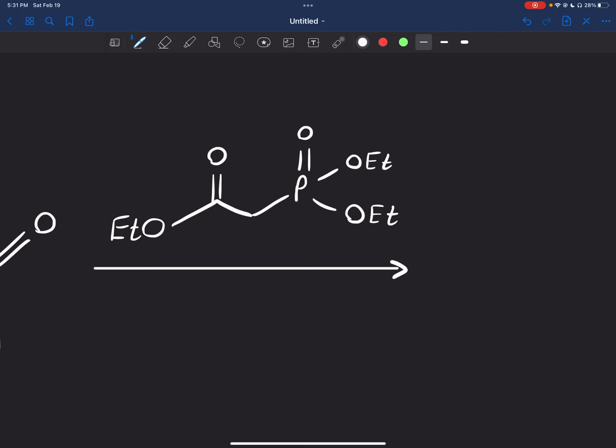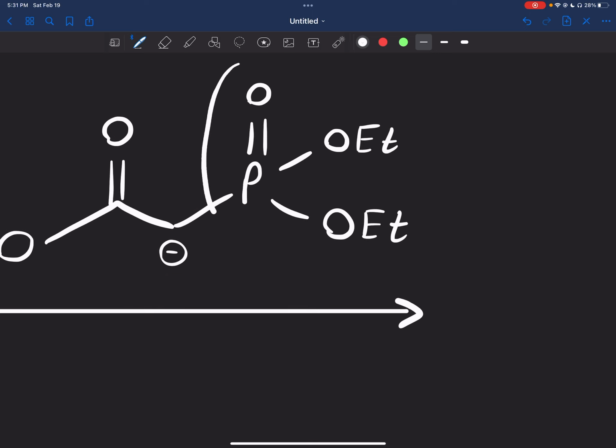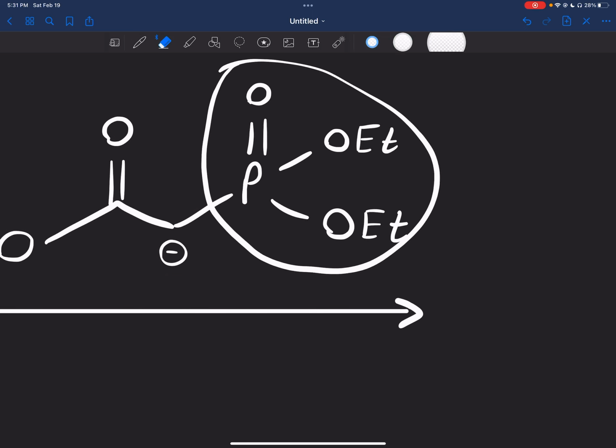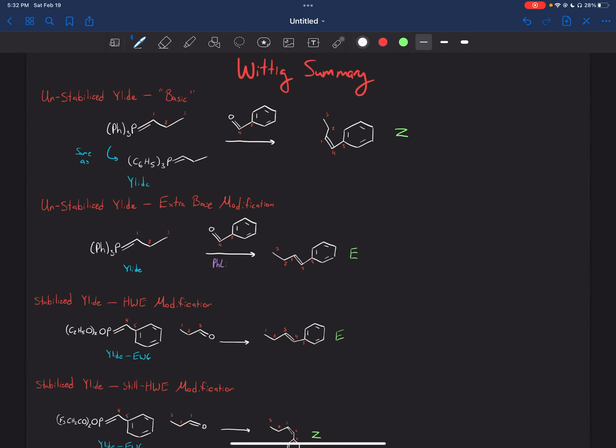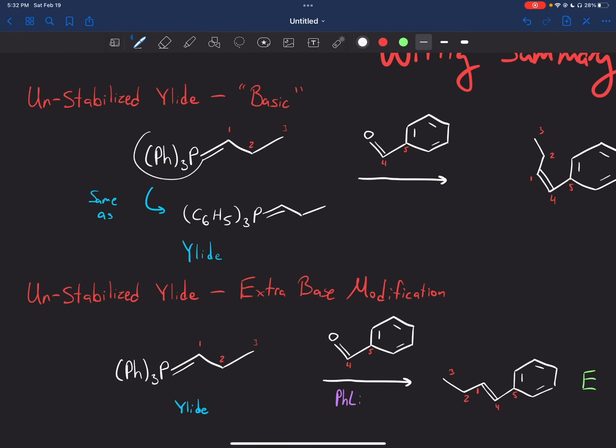Now, which one is this? Let's look at my ylid. First thing I notice on the phosphorus, there's no phenyl groups, those PPh3 groups. So I know it's not one of the first two that we learned. It's not one of these. It doesn't have this group on there.